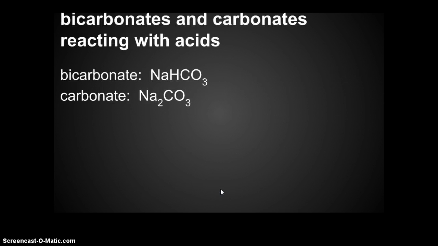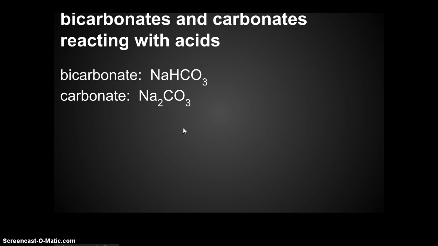Alright, the next thing we'll talk about are compounds that involve bicarbonates, also known as hydrogen carbonates, as well as carbonates themselves, and these compounds are going to react with acids. So I'll give you an example, and we know this one, sodium hydrogen carbonate. This is our baking soda, and just sodium carbonate, which is usually one of the results of when baking soda decomposes.